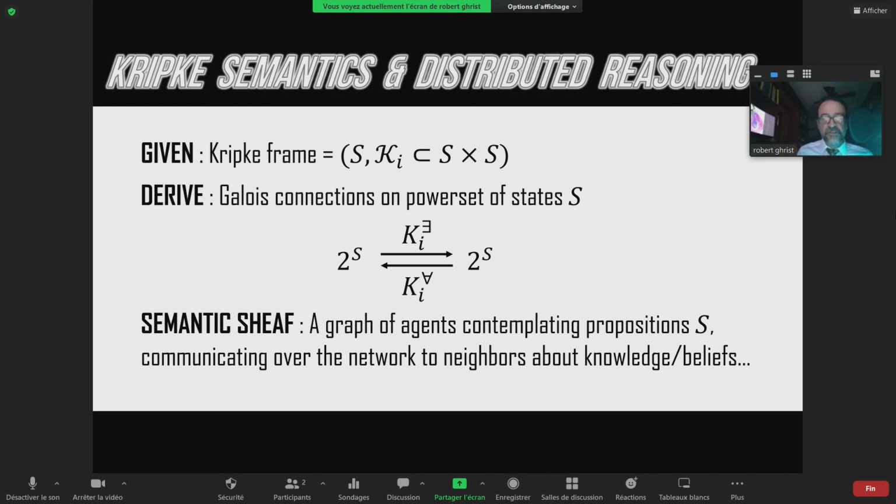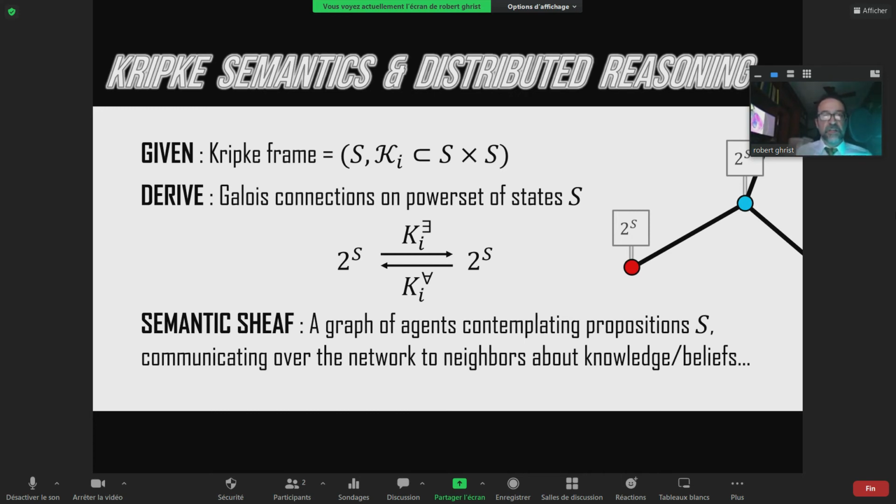And you could turn this into something like a semantic sheaf, where you've got a graph of people, let's say over a social network, talking to each other, and they're trying to determine which elements of S are true and which are not true.